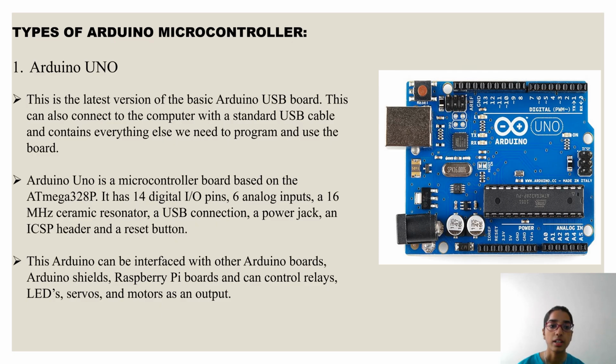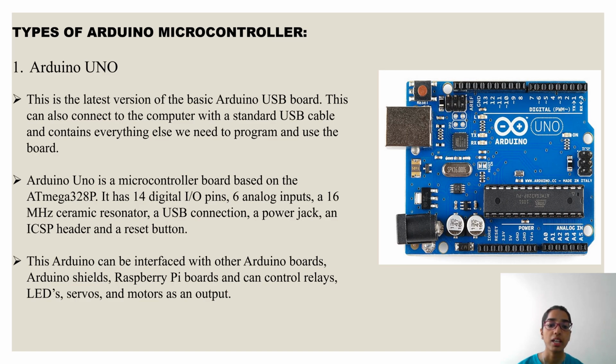Types of Arduino microcontroller. Arduino UNO. This is the first type and it is the latest version of the basic Arduino USB board. This can also connect to the computer with a standard USB cable and contains everything else we need to program and use the board. Arduino UNO is a microcontroller board based on the ATmega328P. It has 14 digital input-output pins, 6 analog inputs, a 16 MHz ceramic resonator, a USB connection, a power jack, an ICSP header, and a reset button.